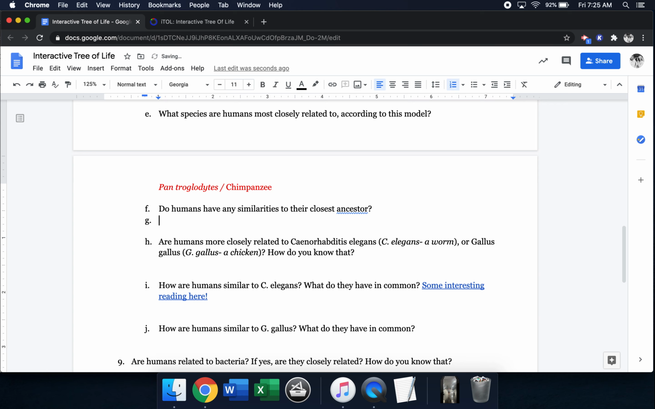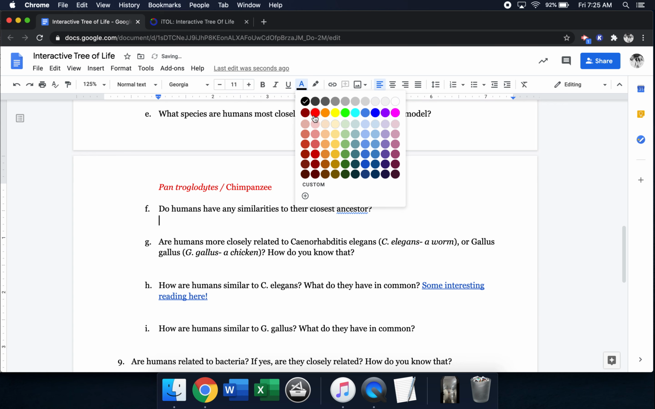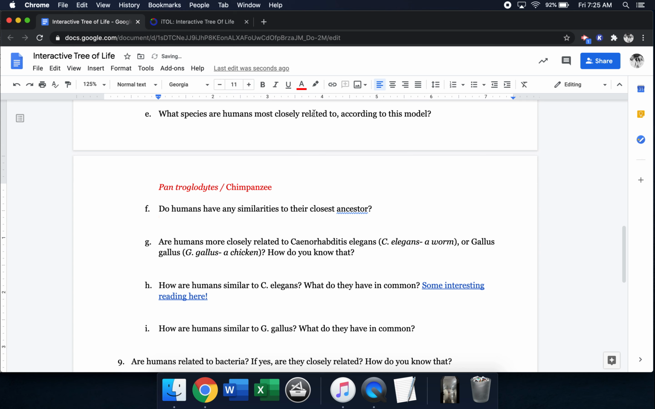So do humans have any similarities with their closest ancestors? I'm going to let you answer this on your own. The answer is yes. And I want you to think of some reasons why. So please tell me why and what similarities are. For example, I would argue that chimpanzees are more similar to humans than a fish would be, or than a tree would be. So how are they similar? Think about how they move around, how they reproduce, and what their babies look like when they're born, if it's any different than other organisms, things like that.